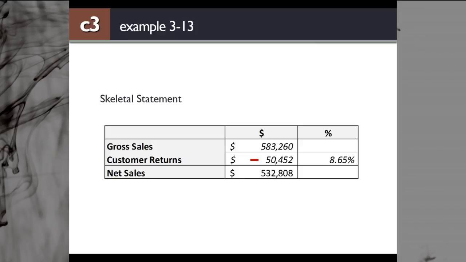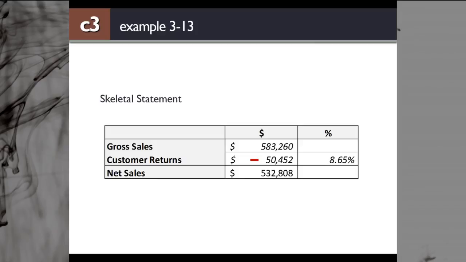I really want you to have a calculator. You must have the calculator right next to you when you do these practice problems, and it's important for you to really do it with me. So go ahead and try. Take 50,452 and divide it by 583,260, and you will get 0.0865, and then you can get this 8.65%. Also try gross sales dollar amount minus customer returns, and see what number you get.